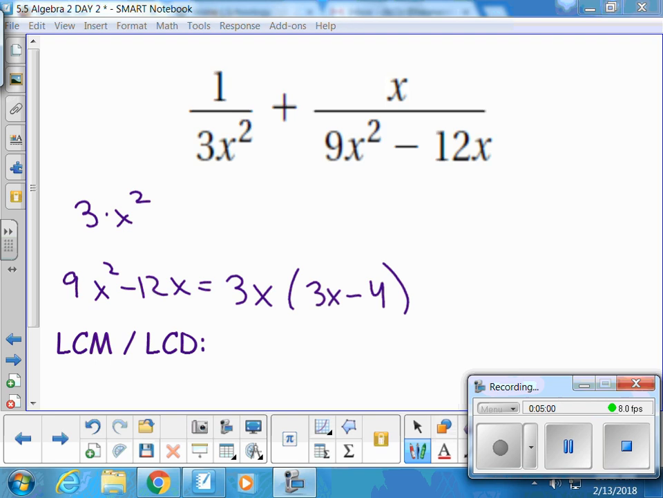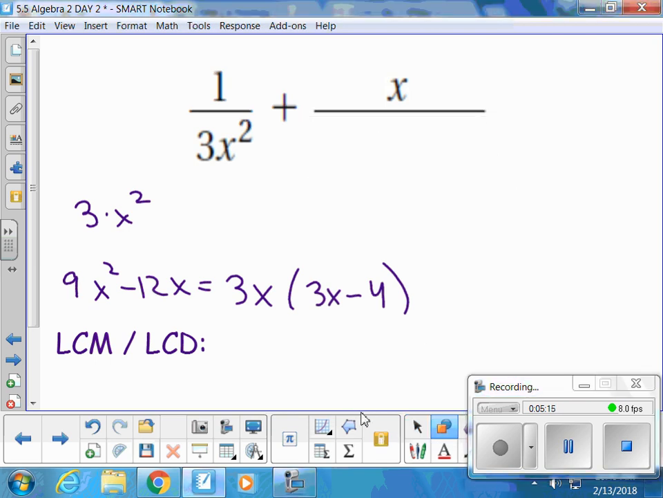All right, now this is going to sound crazy, but I'm actually going to cover this up and put the 3x times 3x minus 4 in its place. So rewriting this so it's in factor form will make your life easier in a couple minutes. So I'm writing that second denominator in factor form.